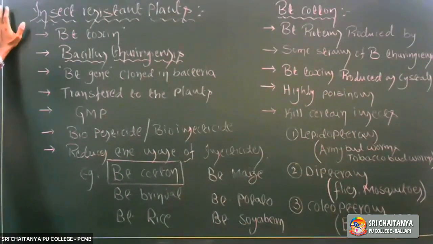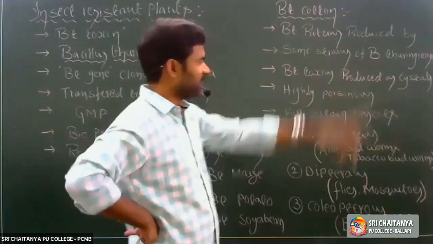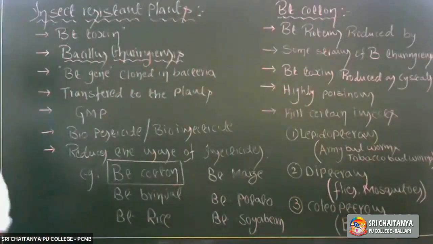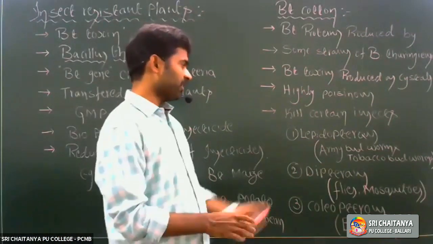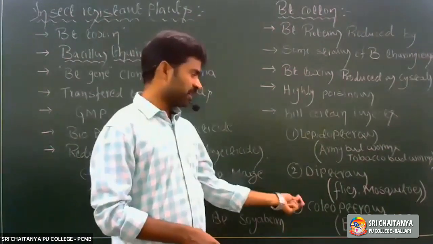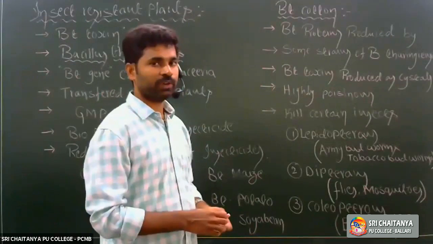Bt proteins are produced by some strains of Bacillus thuringiensis members. Those Bt toxins or Bt proteins are produced in the form of crystals at a particular phase of the bacteria, and they are highly poisonous to insects. They kill certain insects: lepidopterans, coleopterans, dipterans. Within the brackets, you have to write the insect names also.